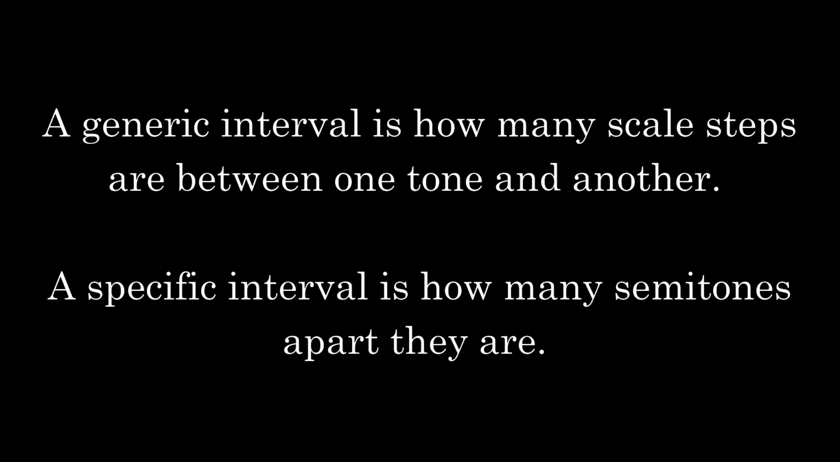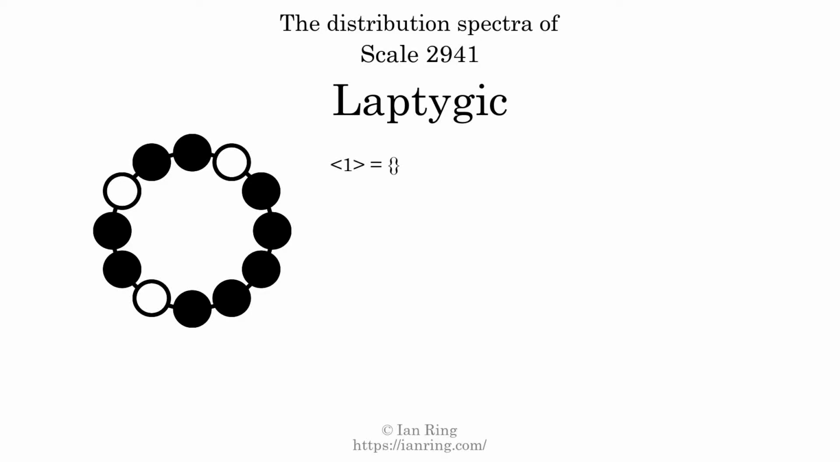A specific interval is how many semitones apart they are. The generic interval of one scale step comes in 2 different specific interval sizes. 1 semitone and 2 semitones. The spectrum width of this generic interval is the highest, 2, minus the lowest, 1, which equals 1. The generic interval of 2 scale steps comes in 2 different specific interval sizes. 2 semitones and 3 semitones. The spectrum width of this generic interval is 1.